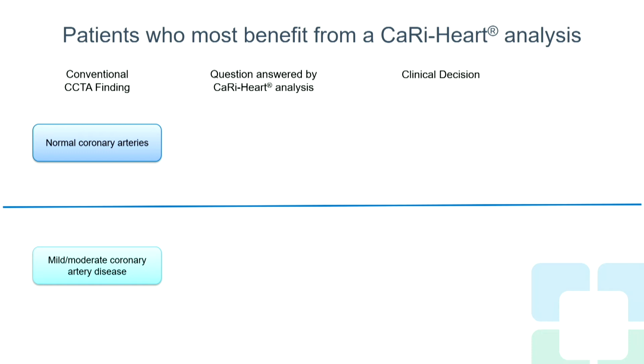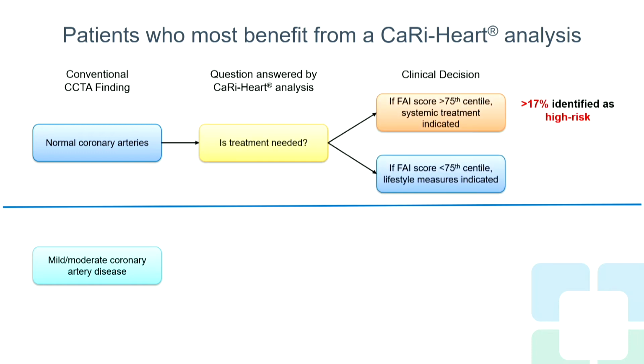The ones with advanced CAD, theoretically you're gonna treat them aggressively anyway, but as we are gonna show, the added layer of inflammation knowledge could also be helpful. So what are some of the questions? In the normal CAD population, do you need treatment? If your FAI score, as Haris had insinuated, is greater than 75th percentile, then you may need systemic treatment. More than 17% identified as high risk. If your score is less than 75th percentile, then lifestyle measures indicated.